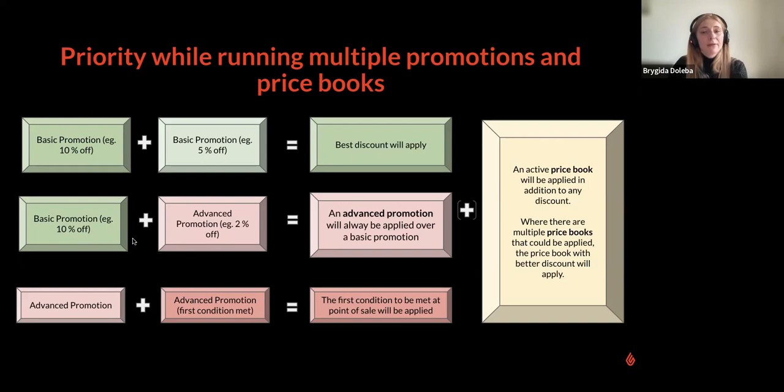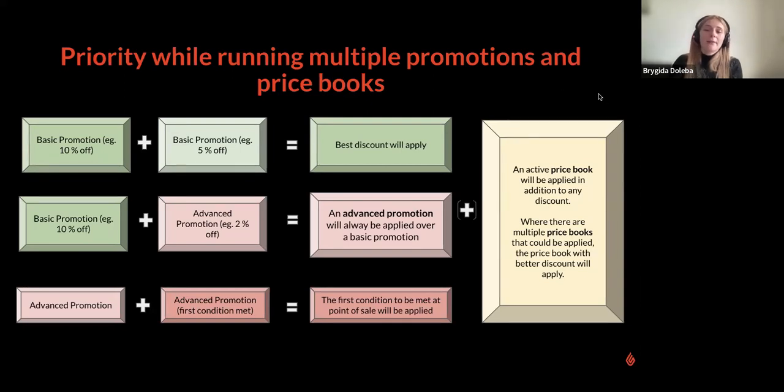In the second row, we have a basic promotion of 10% off, advanced promotion of 2% off, and advanced promotion will always be applied over a basic promotion. This is because advanced promotion is more custom, and therefore it will always take advantage and apply over the basic discount. Lastly, we have 2 advanced promotions, one of which has the first condition met. In this case, the first condition to be met at the point of sale will be applied.